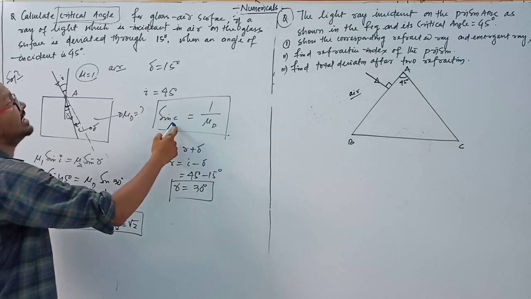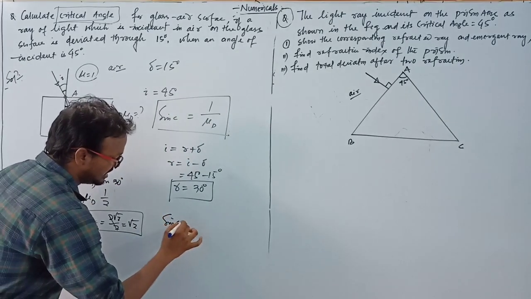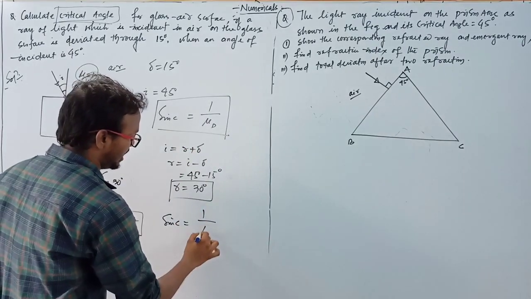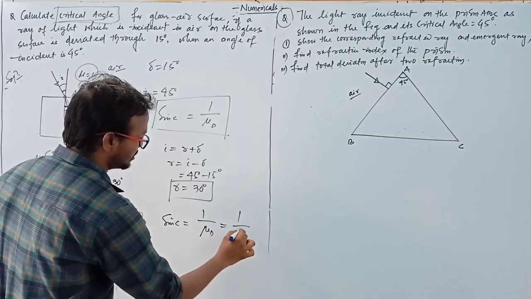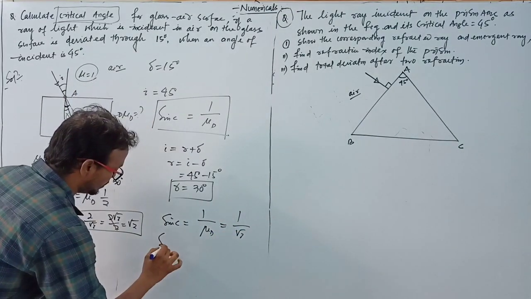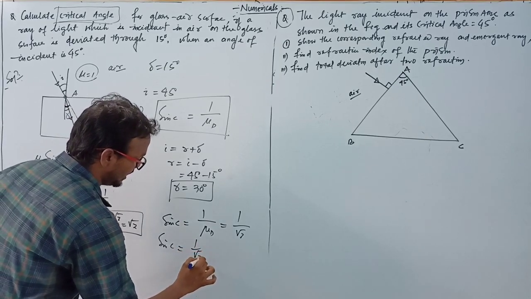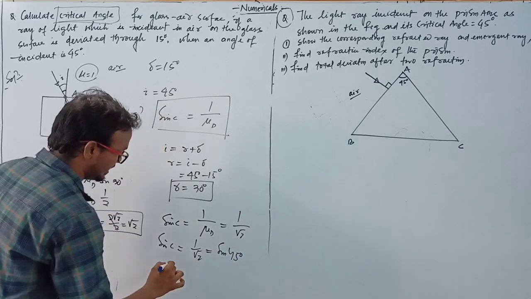But we have to calculate the critical angle of this medium. So the critical angle: sin C equals 1 by mu, that is 1 by the refractive index of the denser medium. So 1 by root 2, and sin C equals 1 by root 2, which is equal to sin of 45 degrees, and the sin cancels.